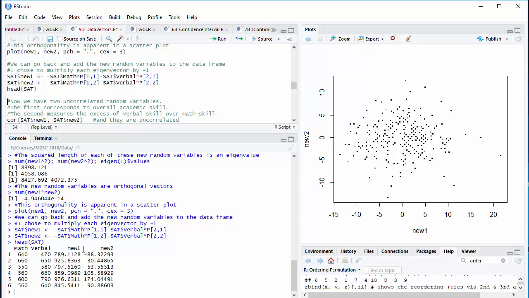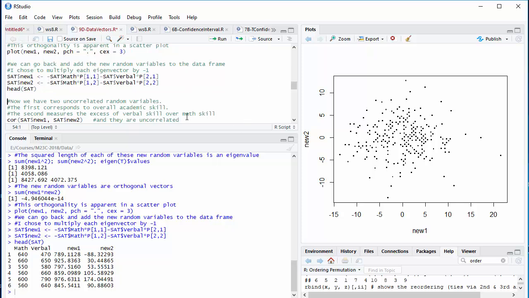Well, I look at nu1 and I see it has large values when both the scores are high. It has small values when both the scores are low. And it's actually very close to a multiple of the sum of the math and verbal score. So I might say, I've found something that measures overall academic skill, to the extent that I believe that the SATs measure academic skill at all.